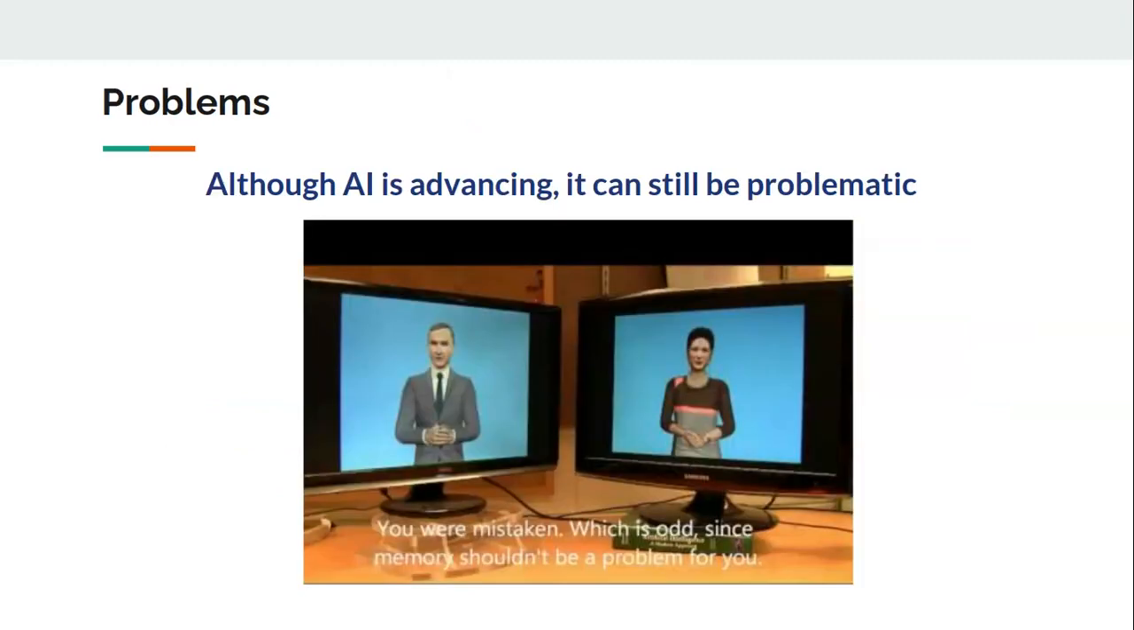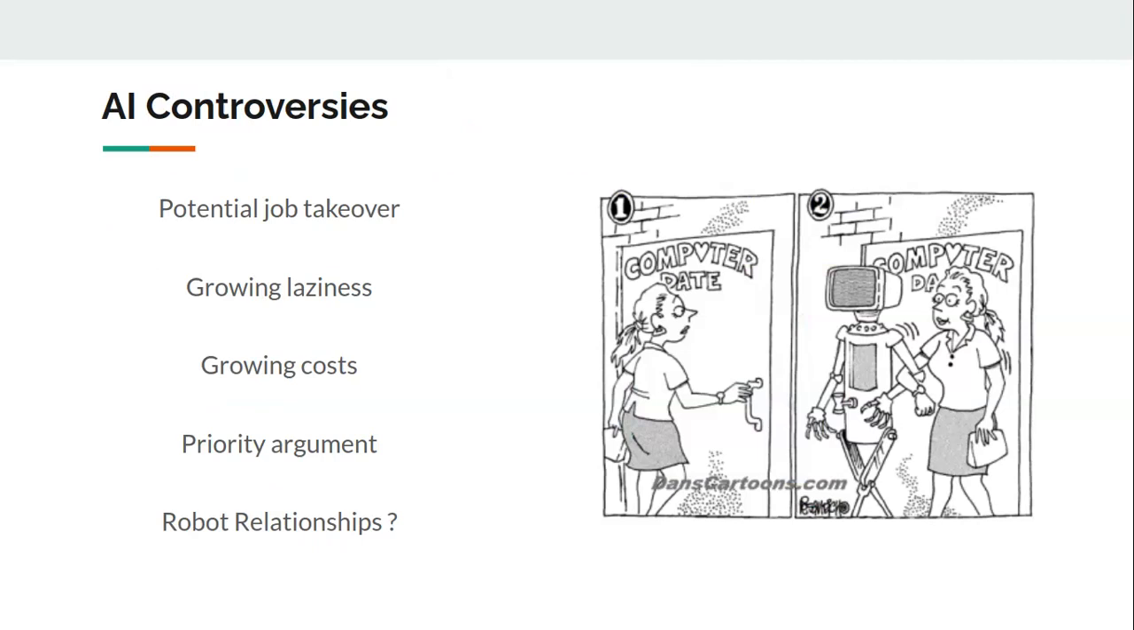Yeah. So although AI is advancing, it can still be problematic. We see two screens there with two people who are not real people. "I say you were mistaken, which is odd since memory shouldn't be a problem for you." That's just a conversation between two artificial intelligence systems. So part of the problems are the controversies we are talking about.